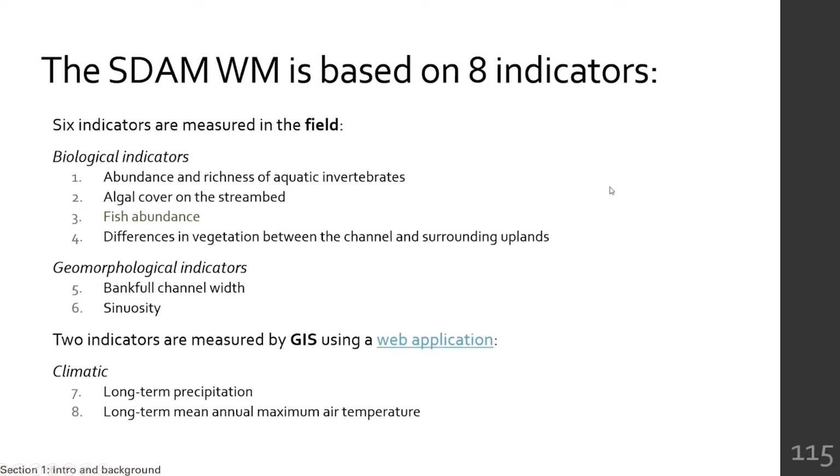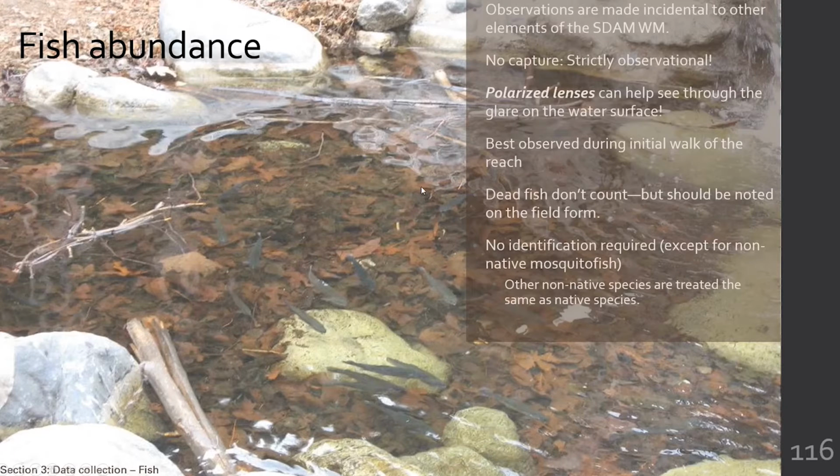Fish abundance, that's the next indicator. So fish, we don't actually include any sort of directed sampling targeting fish as part of this method. There's no electrofishing or seining. You're simply recording the amount of fish you observe while conducting your assessment and measuring other indicators.